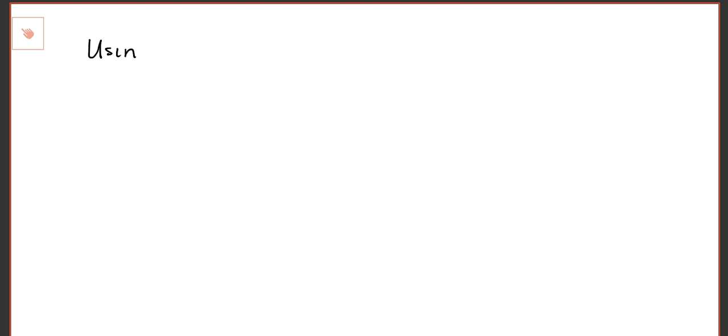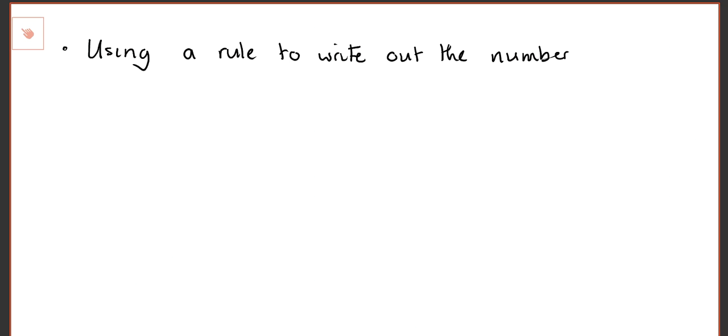So here's your first thing we're doing. Using a rule to write out the numbers in a pattern. That's what we're doing. So it's not really a title, it's a statement of what we're doing.